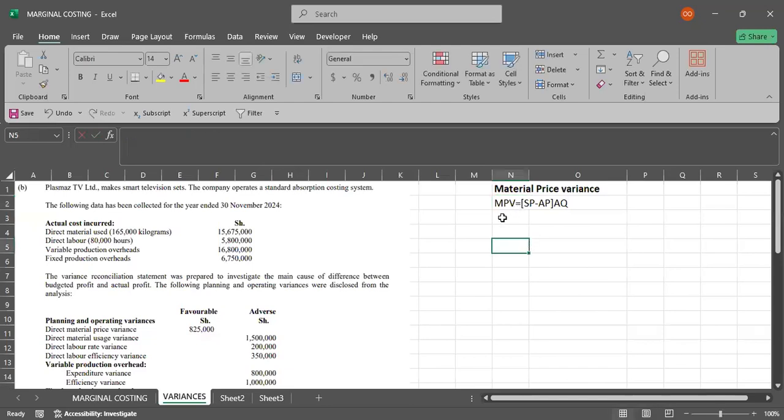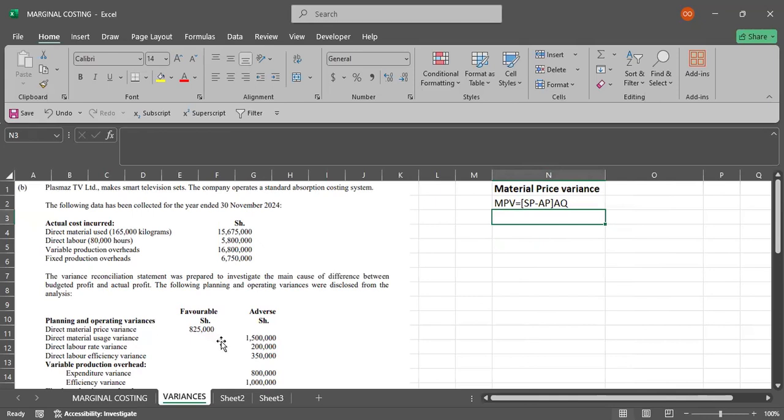Material price variance is equal to standard price minus actual price, then you multiply by actual quantity. Good. So do we have any of these three items? What we have been given is the variances.